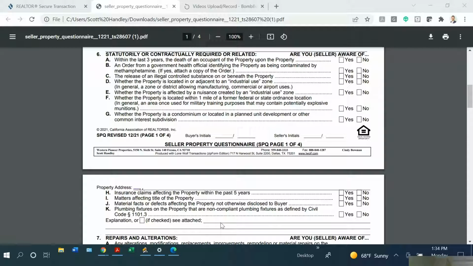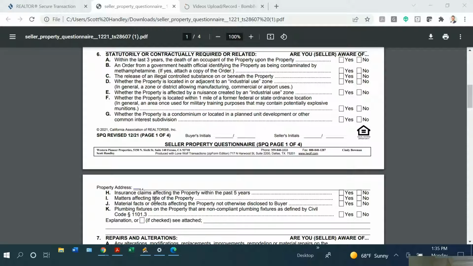Now, page 2, still on 6H, insurance claims affecting the property within the past 5 years. They should know that. Did they claim any insurance? Because we would want to know that. Obviously, if they did claim something with insurance, it was a big enough damage or bill that it would be past their deductible. So obviously that might be something that can be an issue.